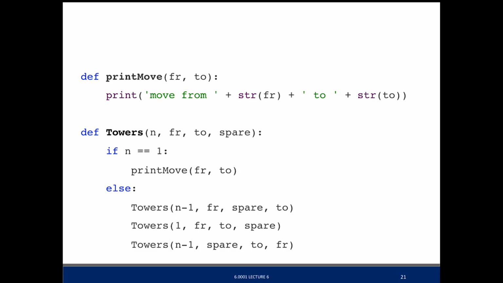I simply write something, so let me describe it. I need to say how big a tower I am moving, and I'm going to label the 3 stacks: a from, a to, and a spare. I have a little procedure that just prints out the move for me. And then what's the solution? If it's just a stack of size 1, just print the move, take it from from to to. Otherwise, move a tower of size n minus 1 from the from spot to the spare spot. Then move what's left, a tower of size 1, from from to to. And then take that thing I stuck on spare and move it over to to. And I'm done.